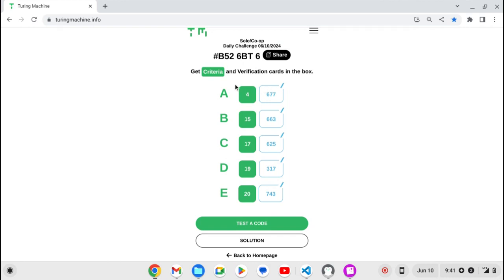So today's puzzle uses the following 5 criteria cards: criteria card 4, 15, 17, 19, and 20, and it uses the blue verification cards. The code above is your way to go to turingmachine.info and search more information about today's puzzle. Let's go solve.